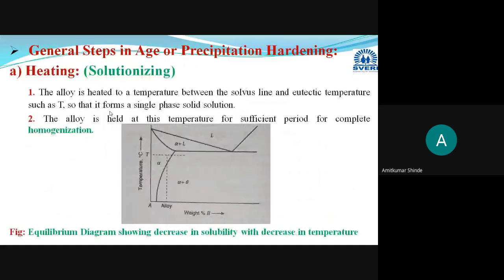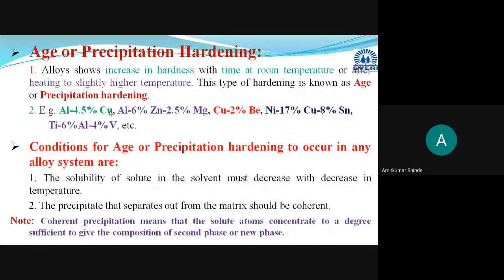As far as your examination is concerned, one compulsory question will be there on this age hardening process. Either they will ask you the basic concept along with its procedure, or the conditions for occurrence of age hardening, or they will ask what are the different factors that will influence the kinetics, that is the speed of the aging process.